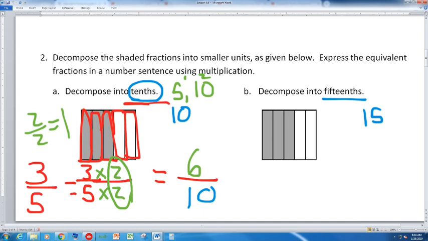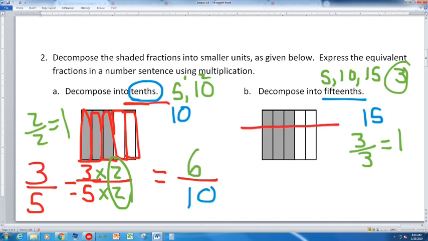Same idea for B. Now it's 15, so it's 5. We're going to skip count. 5, 10, 15. So that's 3 numbers, okay? So 3 numbers means we're going to be multiplying by 3 over 3, which is equivalent to 1. So what we need to do is draw 2 lines going across to make a total of 3 rows.